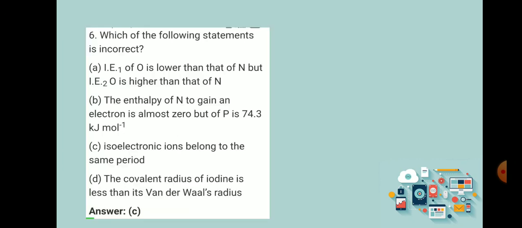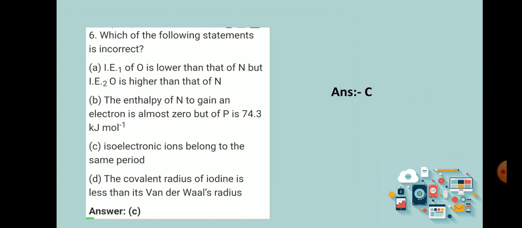Sixth one, which of the following statements is incorrect? Option A, the first ionization enthalpy of oxygen is lower than that of nitrogen, but the second ionization energy of oxygen is higher than that of nitrogen. Option B, the enthalpy of nitrogen to gain an electron is almost 0, but of P is 74.3 kilojoules per mole. Option C, isoelectronic ions belong to the same period. Option D, the covalent radius of iodine is less than its van der Waals radius.